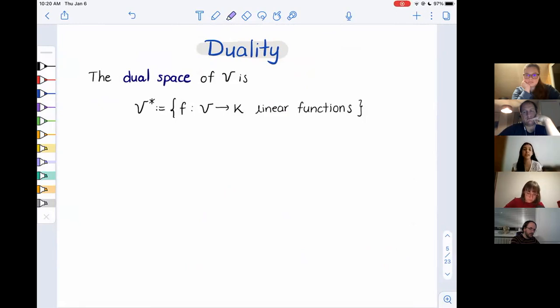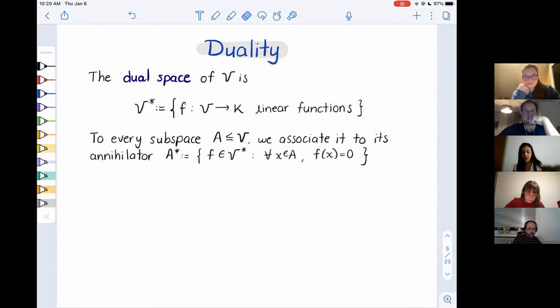If I have a vector space, then the dual space is just the set of all linear functions on your space. And there is a natural way of corresponding subspaces of your vector space and subspaces of the dual space, right? If I have a subspace of the vector space, I can associate it to the annihilator, that is the set of all linear functions that vanish on that set.